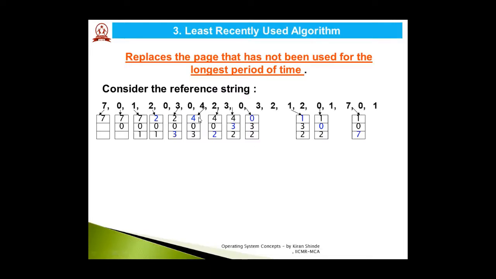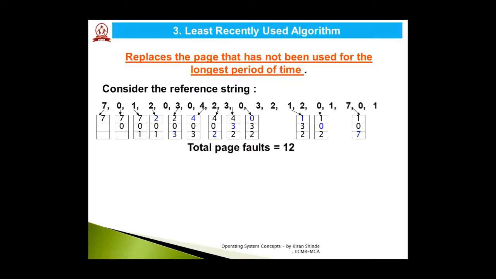Okay, one more iteration I will explain so that you can understand. For 0 there is no need of replacement, but for 4 again we need to compare 3, 0, 2. 0 was used here, 3 was used here, but 2 अगर हम compare करें 0 और 3 से तो काफी पहले वो यूज हो चुका था. So what will be the victim page here? 2. So 2 will be replaced by 4. Okay, so continuing like this further, the number of page faults we get is 12.